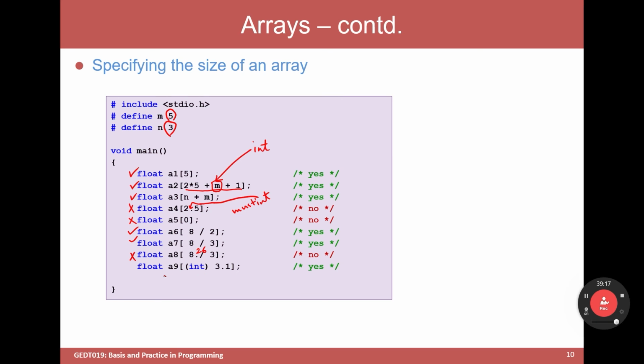Okay. How about this one? This one is 3.1. The size is 3.1, but I say convert it to integer. Convert it to integer, casting. This one is casting here. So I'm doing casting, converting 3.1 to integer. So it will be 3. So this one will be fine. So this will be an array of 3 elements. Okay, so these are some examples.